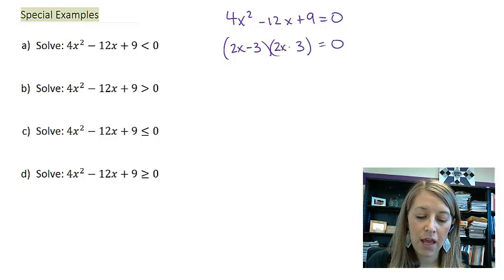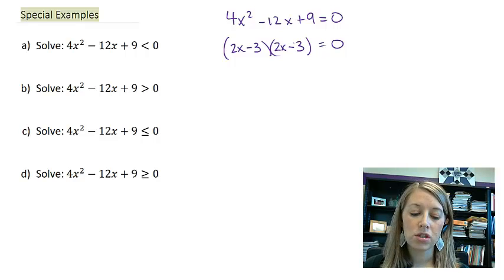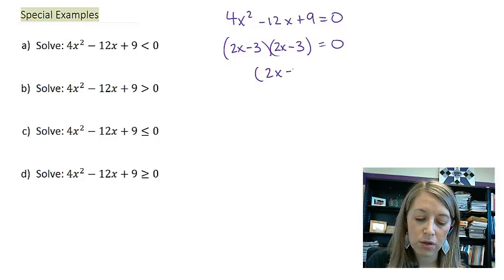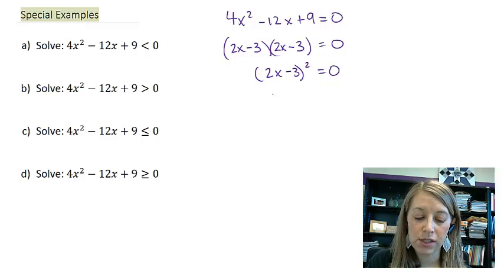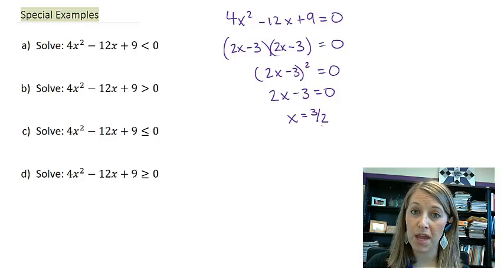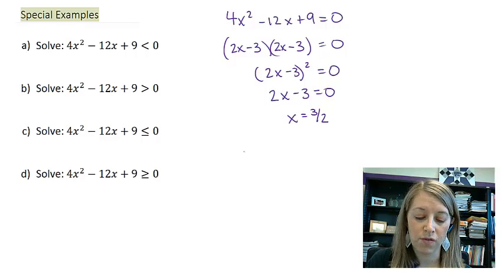So this is a duplicate answer, 2x minus 3 times 2x minus 3. Or if we want to condense it like we saw in the last example, 2x minus 3 squared. Now I need to set this equal to 0, so I take my inside factor and set it equal to 0, and that gives me the solution x equals 3/2. So that's my only x-intercept, or my only zero or boundary, whatever word you want to use.